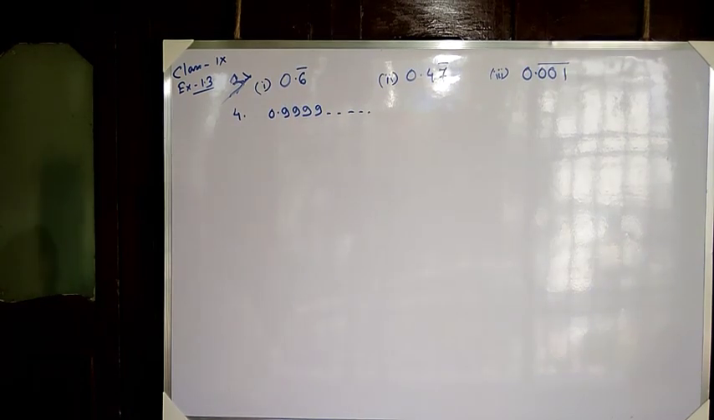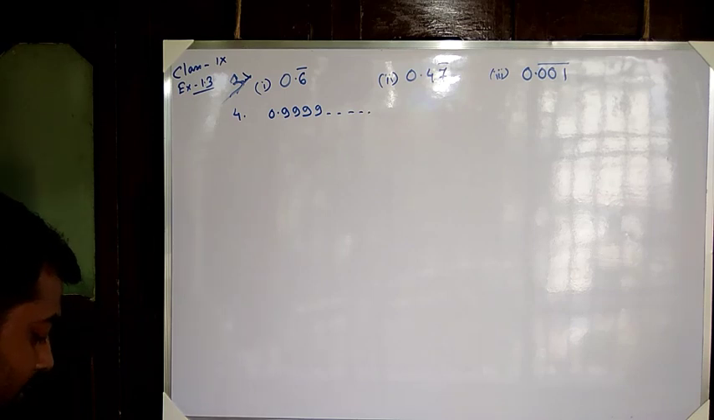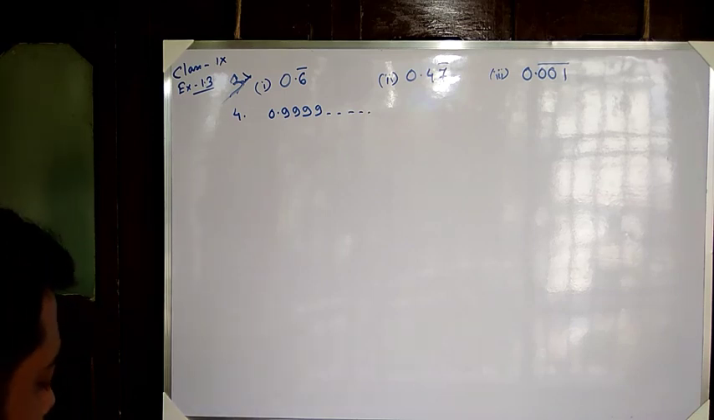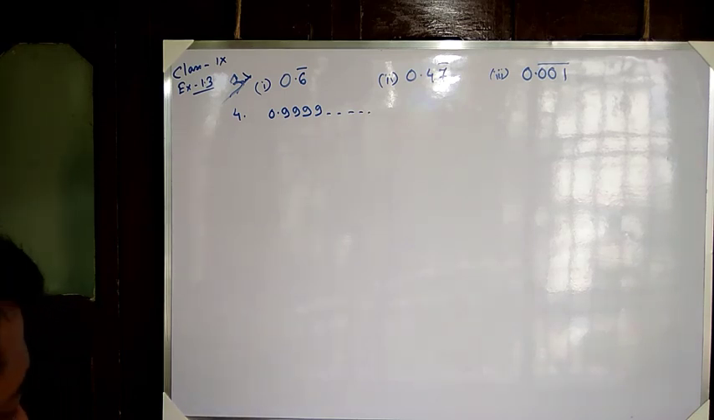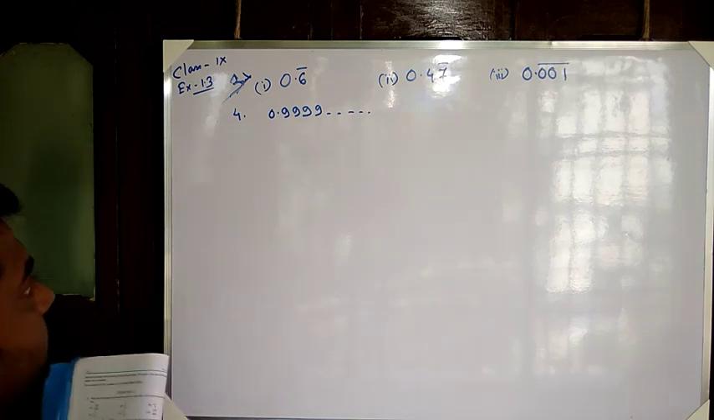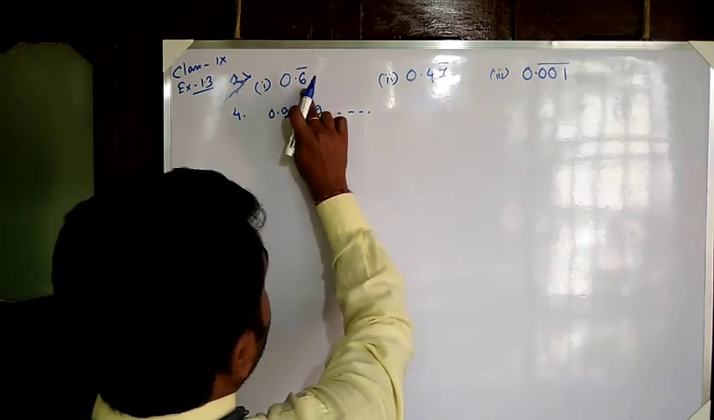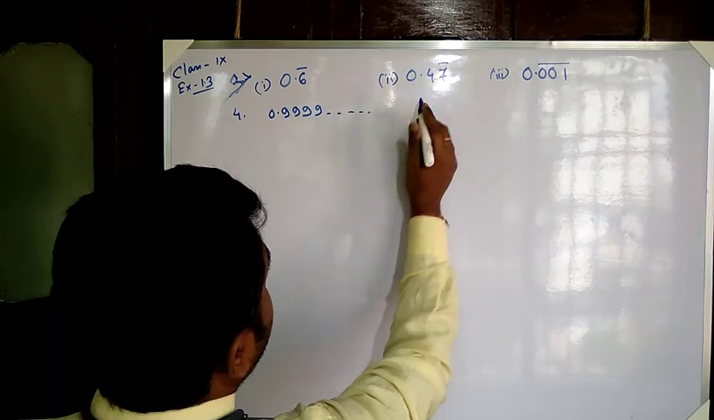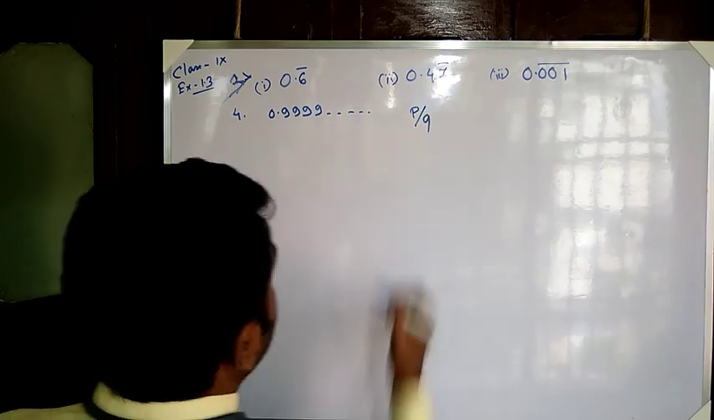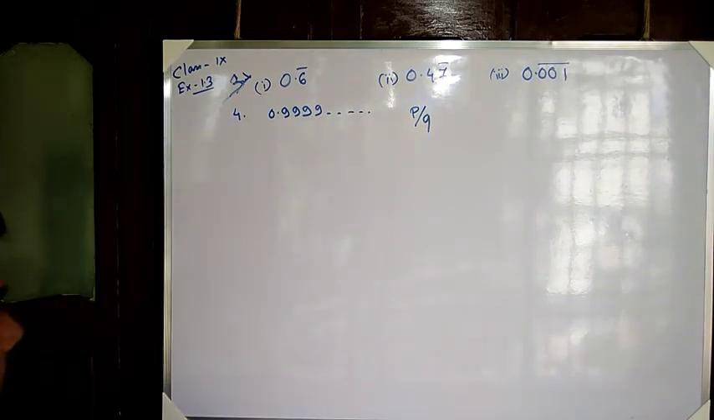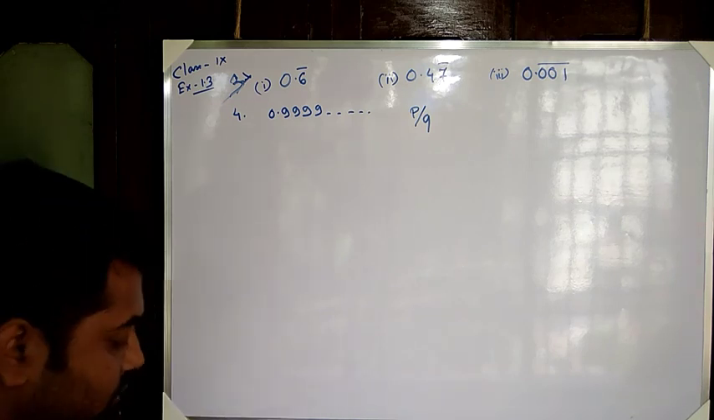Now I am going to show you question number 3. What is the question here? Express the following in the form of p by q. It means your question is to convert each decimal number into p by q format. Okay, one by one I am showing you.